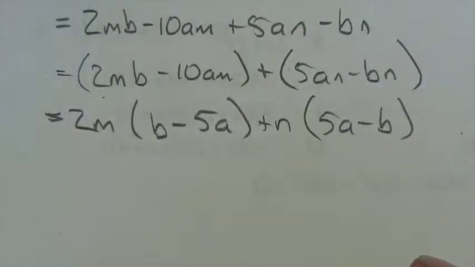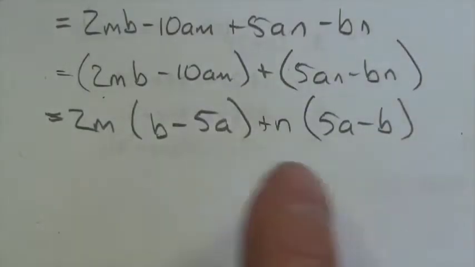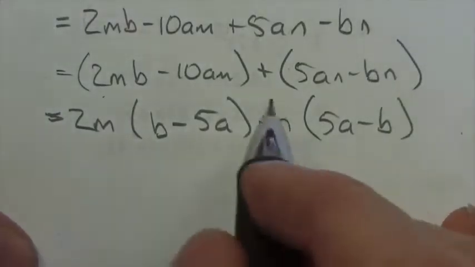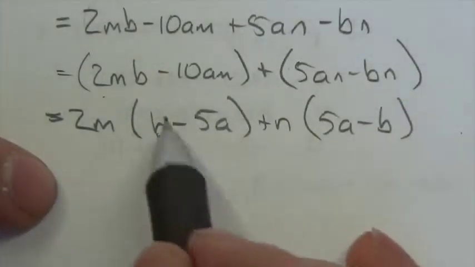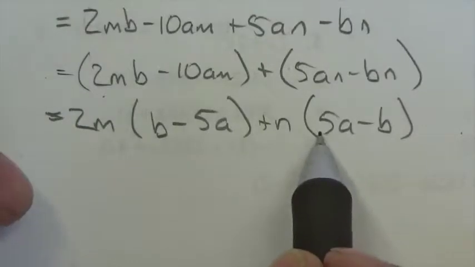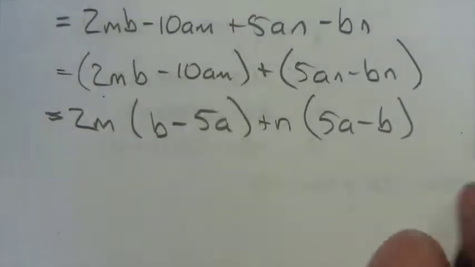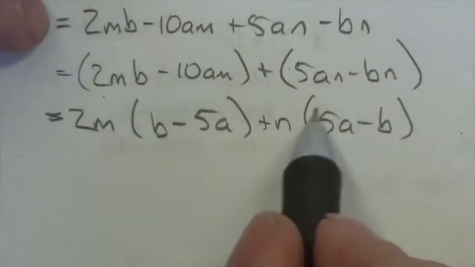And I don't really like that. Right now, there's something about this that doesn't look pretty anyway. I'm going to make it look pretty. I basically just have to choose one of these, and it doesn't really matter which one I choose here. I want this one to look more like this one. I like the fact that it's 5a minus b. I like the fact that the a comes first, minus the b, and it's positive here.